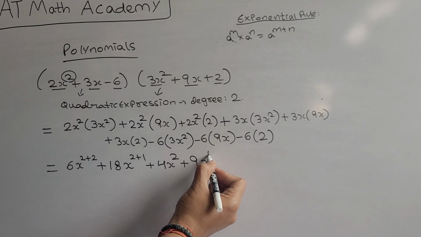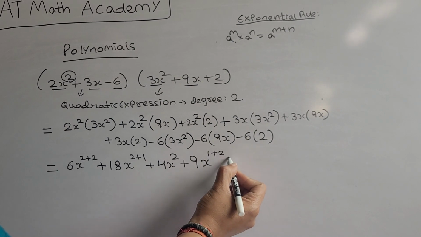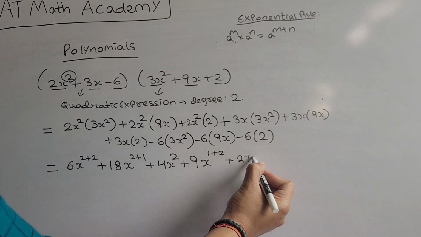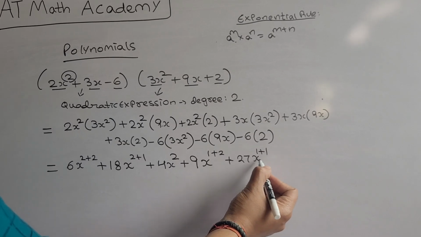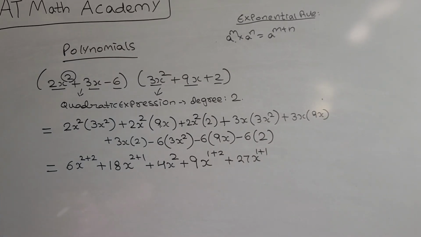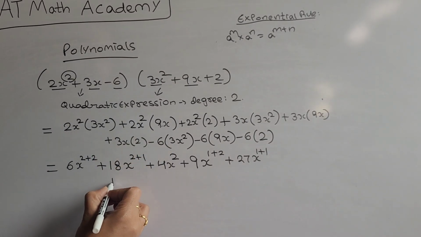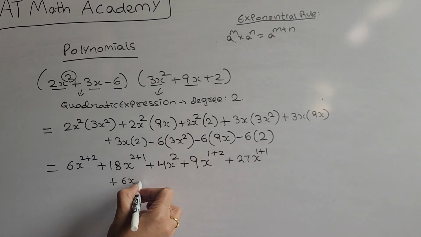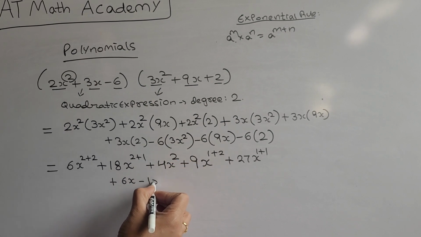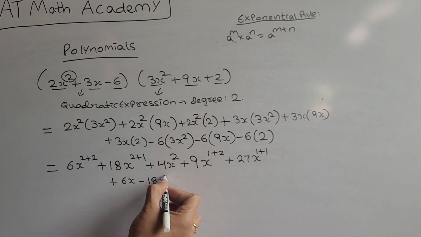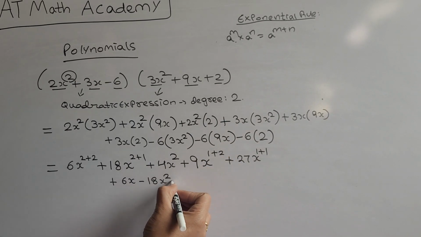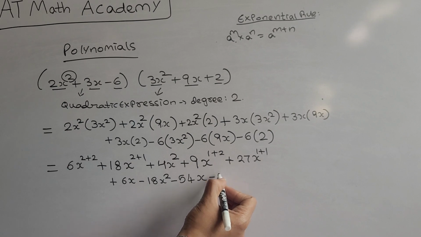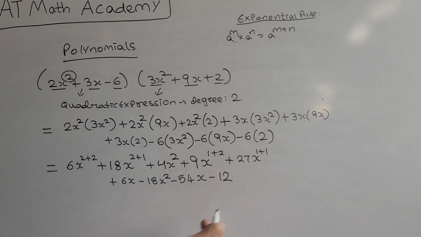So x to the power 1 plus 2, plus 3 times 9 here is 27 and x to the power 1 plus 1. And here for 3 times 2 is 6 and x. Here minus 6 times 3 is 18 and I have x². And 6 times 9 is 54 and I have the negative sign, and x. Minus 6 times 2 is 12.